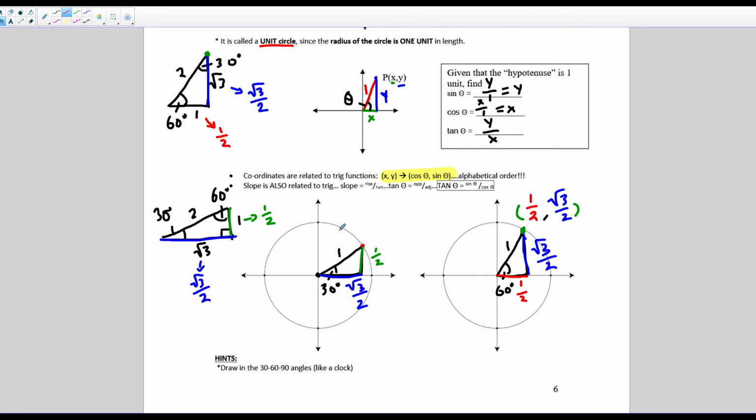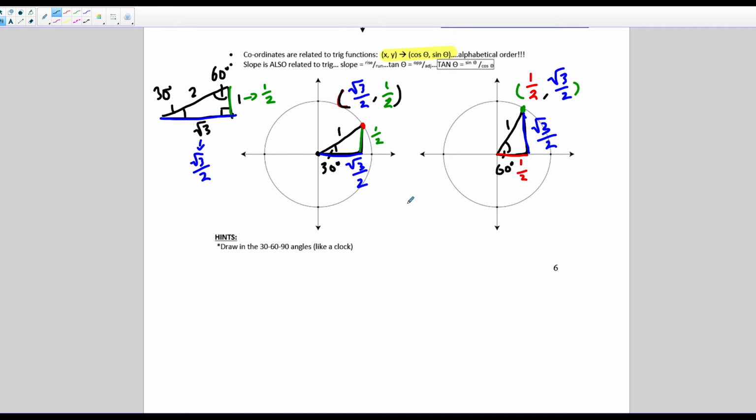And according to our observations from earlier, we know that our x and y are going to be dependent on the side lengths of this triangle. So my x in this case is root 3 over 2. And my y value was 1/2.